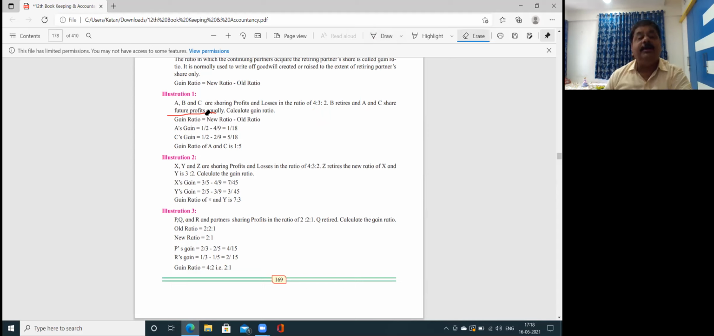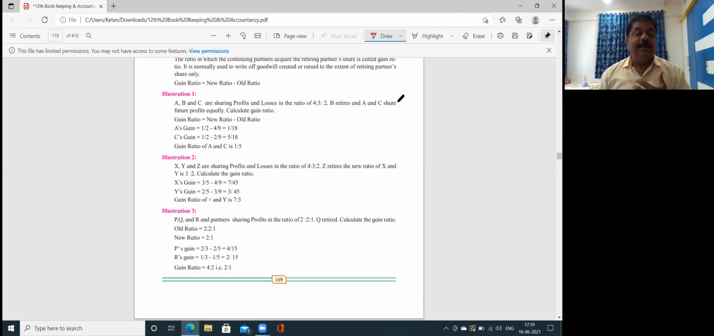Goodwill actually है क्या? Goodwill is nothing but a compensation which is paid by gaining partners to sacrificing partner. In case of admission of a partner, the new partner is giving the compensation to old partners. And in the case of retirement, उल्टा होगा. Continuing partners, remaining partners are giving the compensation to the retiring partner. And that compensation is only called goodwill.